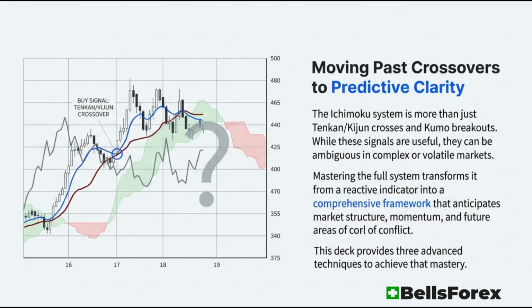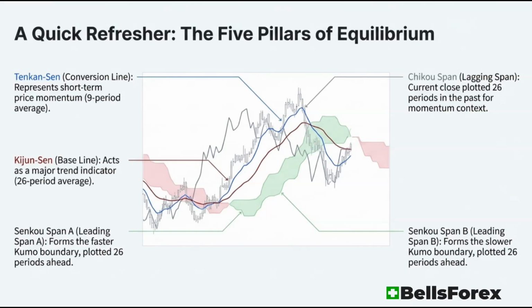Now, to get to the advanced stuff, we do have to do a quick review of the components, just so we're all on the same page. Okay, but let's do it with a focus on why the numbers were chosen. The system is built around these core periods, 9, 26, and 52. Why not 10, 20, 50? That's a great question because it gets to the philosophy of the whole system. Those numbers come from the old Japanese trading calendar back when it was created. So 9 periods was about a week and a half of trading, and 26 periods was roughly the number of trading days in a month. They're not random, they are anchors in time.